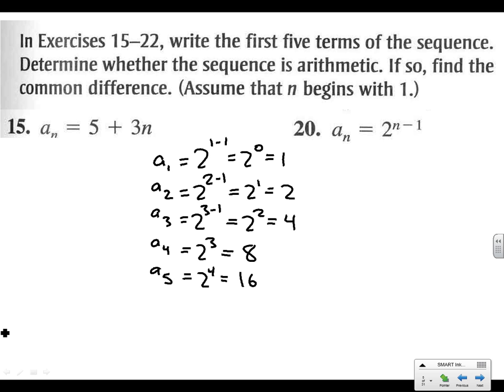All right? So once we've done that, let's determine whether this is arithmetic. The jump from 1 to 2 is 1. From 2 to 4 is 2. So right away, these numbers are not the same. So this is not arithmetic. Have to have the same difference between each of the 2 terms.